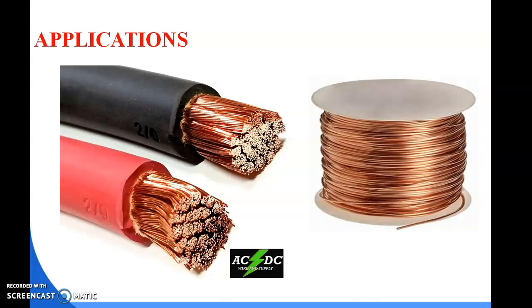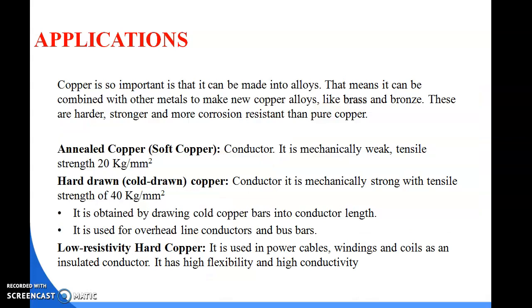Next, this is the diagram. This is the copper wire, and this is the PVC covering of your wire. This is the copper, the conducting material. Next application: copper is made into alloys, meaning it can be combined with other metals to form new copper alloys like brass and bronze. These are harder, stronger, and more corrosion resistant than pure copper.